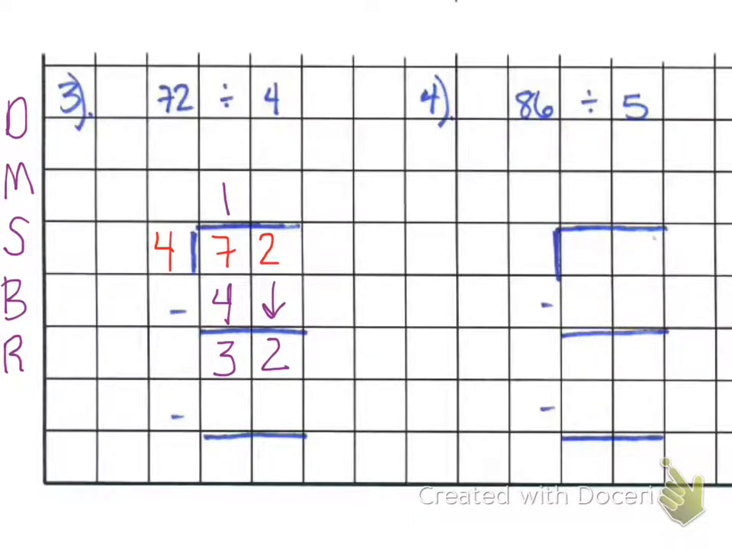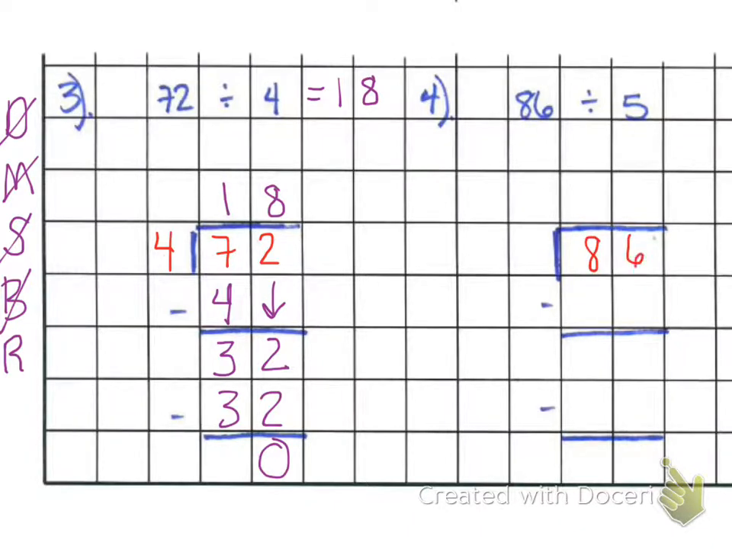Repeat. 4 goes into 32, 8 times. Multiply. 4 times 8 is 32. Subtract. Nothing to bring down. Final answer is 72 divided by 4 is 18. Are we getting the hang of this yet? One more problem to help you with.